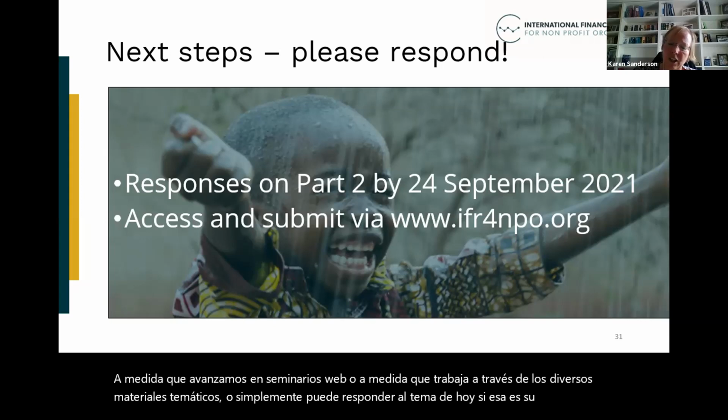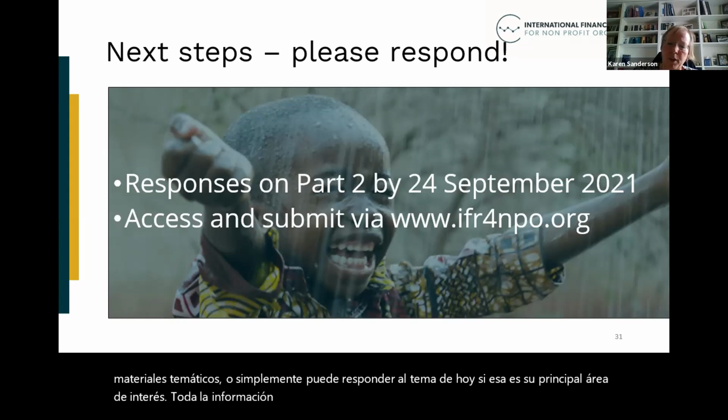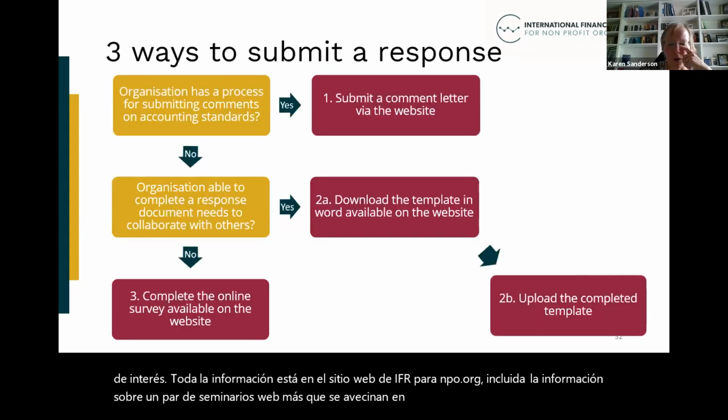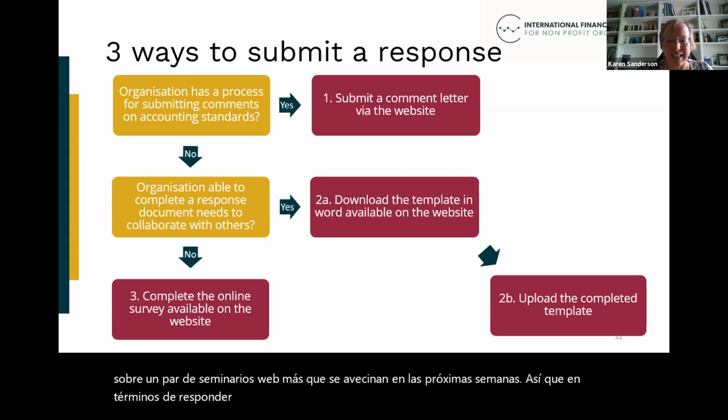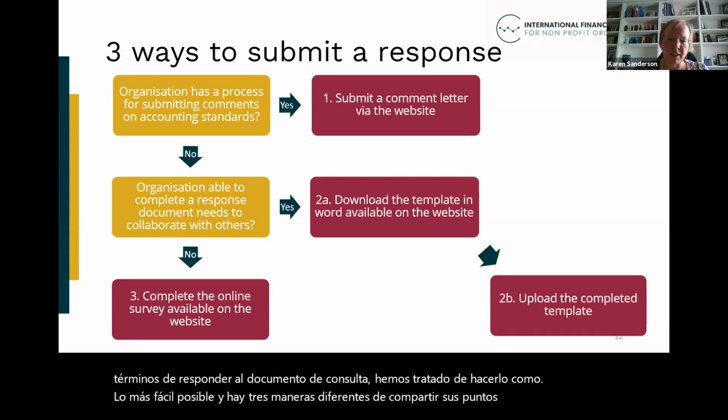All of the information is on the IFR for NPO.org website, including information about a couple more webinars that are coming up over the next few weeks. So in terms of responding to the consultation paper, we've tried to make it as easy as possible. There are 3 different ways you can share your views. As I said, all that information is on the website.